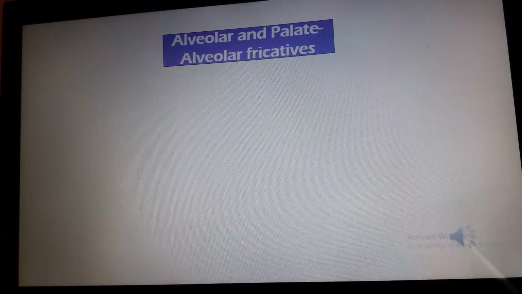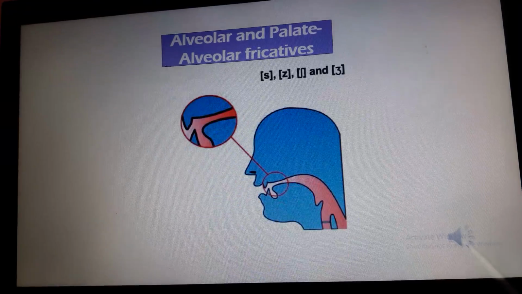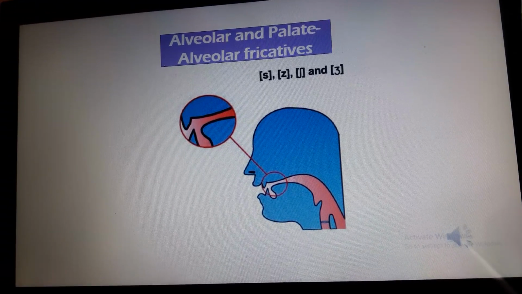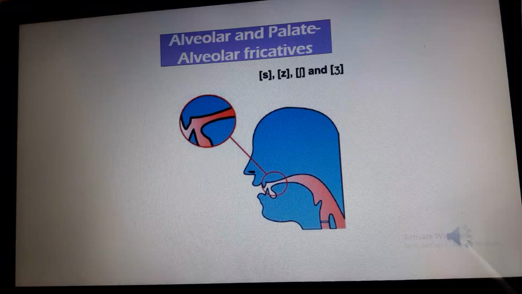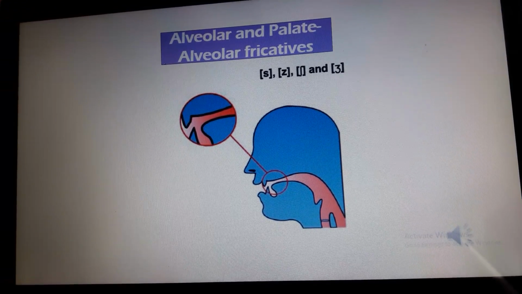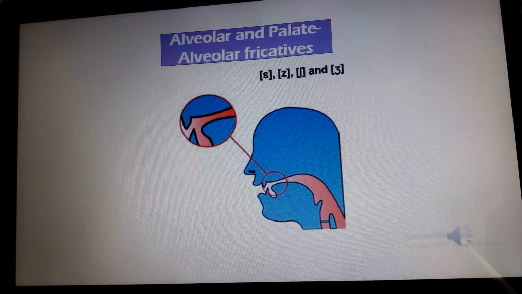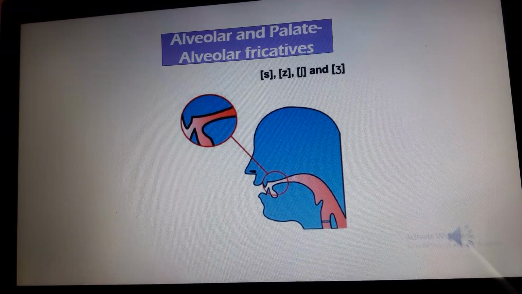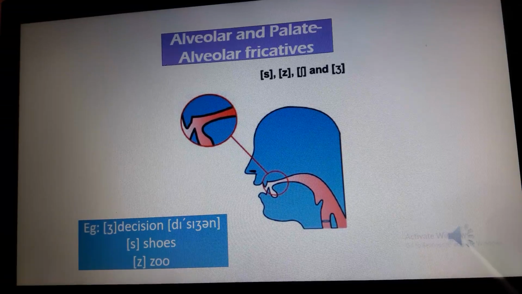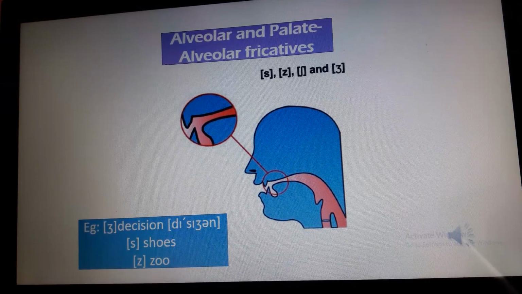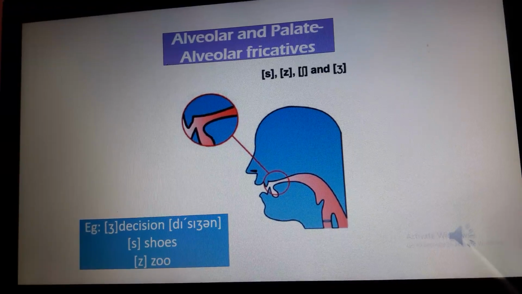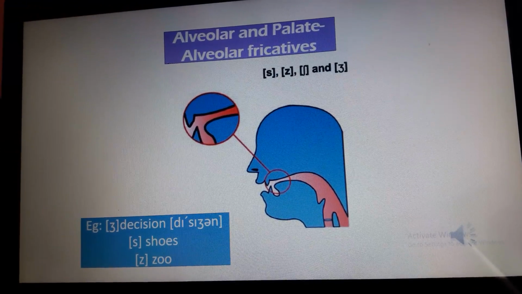Alveolar and palato-alveolar fricatives. The consonants are S, Z, Sh, and Zh. The tip of the tongue is close to the back part of the alveolar ridge, forming a flat narrowing. And the example of Zh sound is decision, and for Sh is shoes, and for Z is zoo.